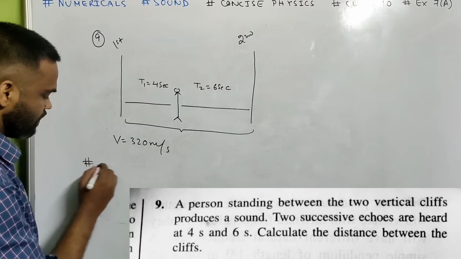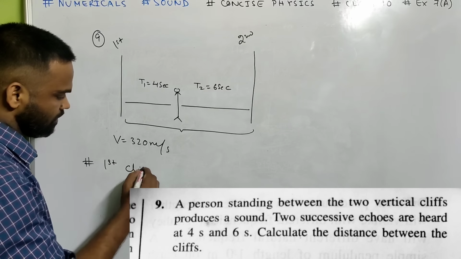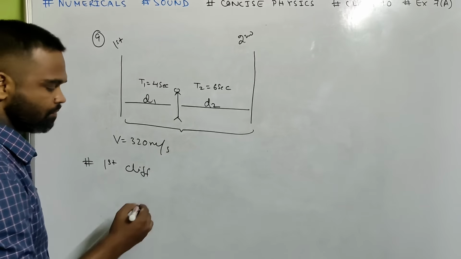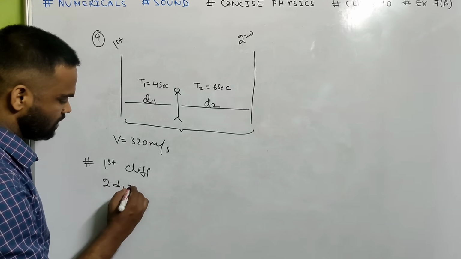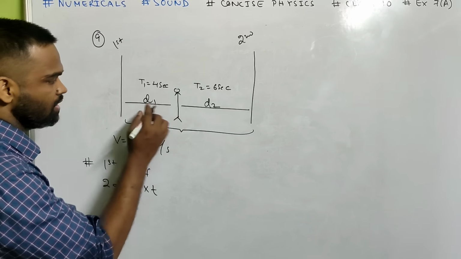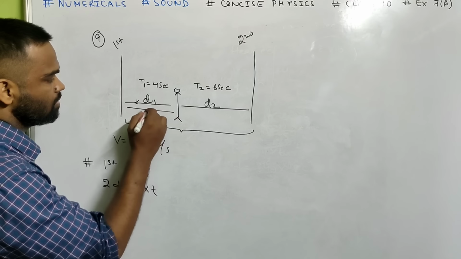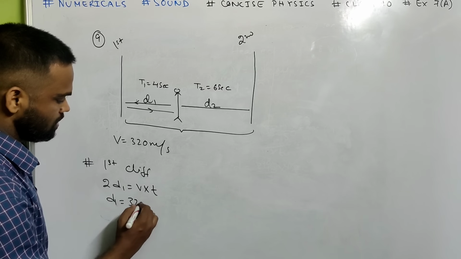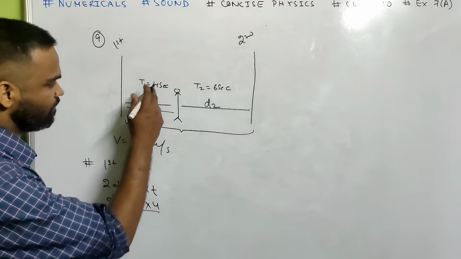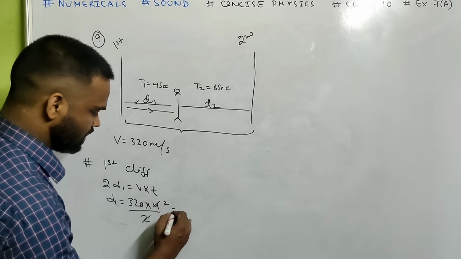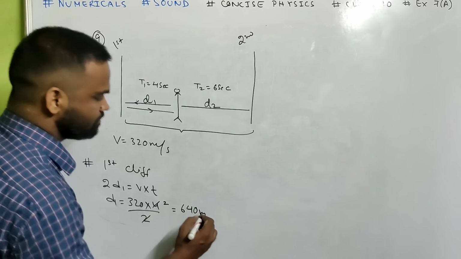Now, for the first cliff, suppose this is D1, this is D2. Twice D1 equals V multiplied by T. Yes or no? D1 and then again D1. Twice D1, so D1 is V into T, that is 4 by 2. So when we solve, we get 640 meters.